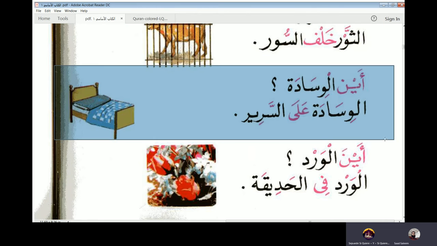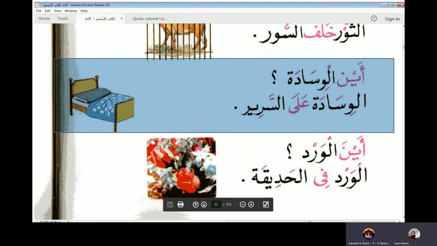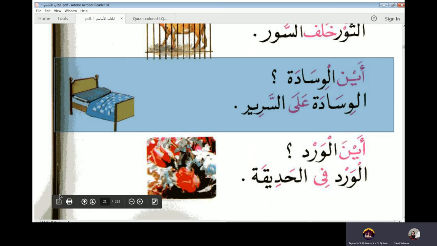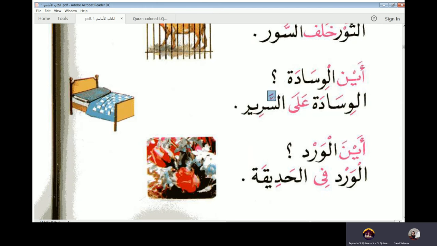Aina al-wasad. Al-Wasad. Whatever is on top of the bed is called wisada. Oh, the pillow? Yes. Okay. The pillow is on the bed.